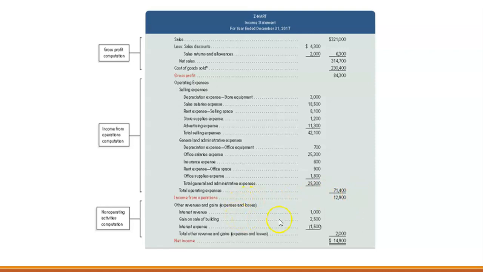We then have other gains, expenses, and losses. These are the things that go after income from operations: interest revenues and expenses, gains on sale of equipment, loss on sale of equipment, and our taxes. And then that gets us to net income.